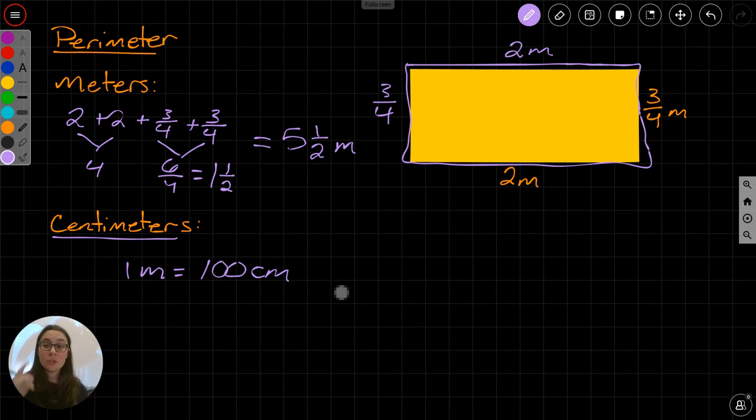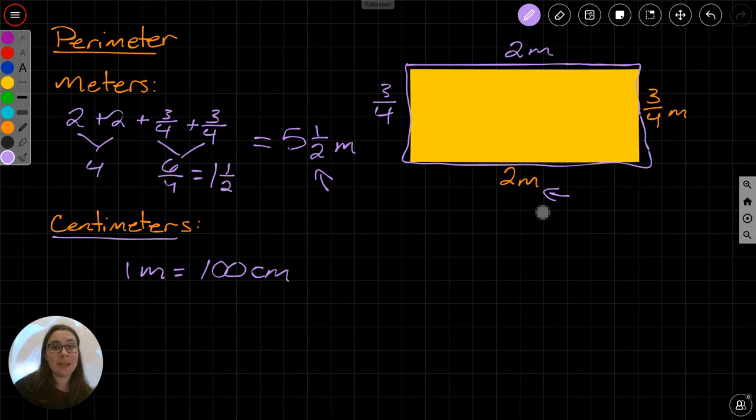All right. Now, there are 2 ways I can go about doing this. There are 2 ways that I can find the perimeter in centimeters. I can, A, change these measurements from meters into centimeters, or I can take this measurement, because it is a measurement of length, and I can convert 5.5 meters into centimeters. I'm going to do both ways. First way, convert my measurements.